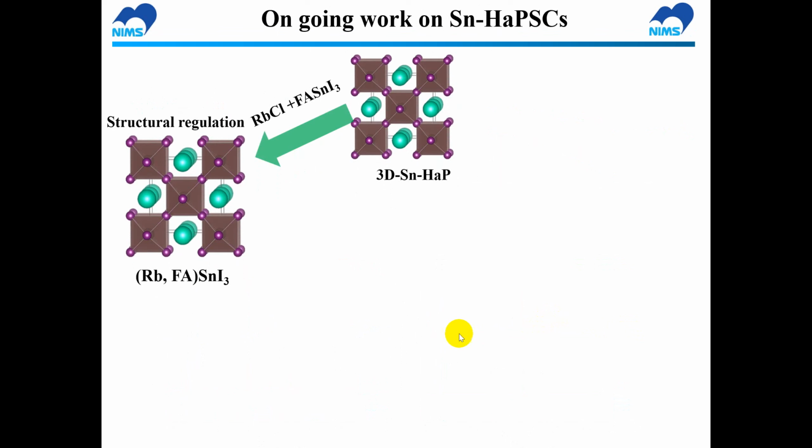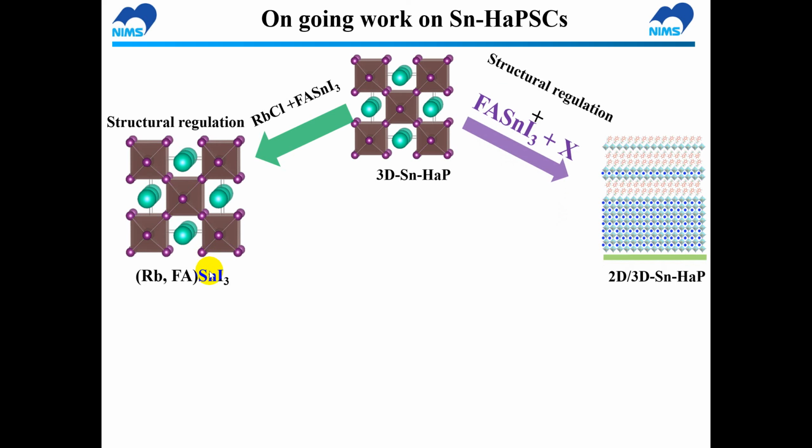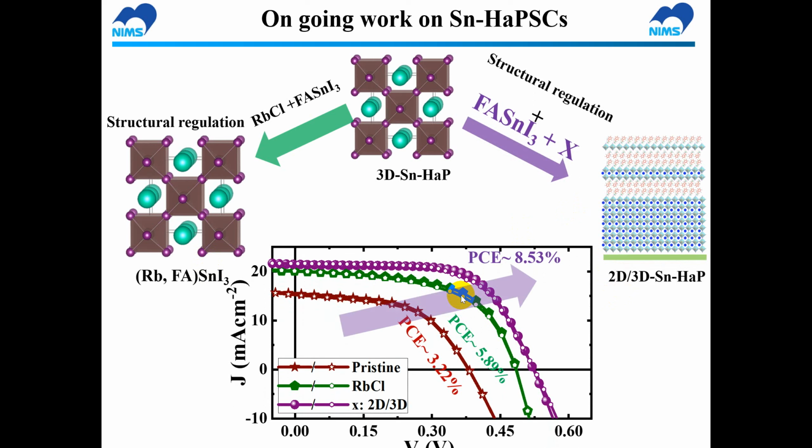With this report, that is structural regulation with rubidium incorporation, we have improved results. Following that, we also used this approach for 2D and 3D, and we have improvement in device performance. We got more than 8% device performance with 2D, 3D, and structural regulation for the tin halide based perovskite solar cell.